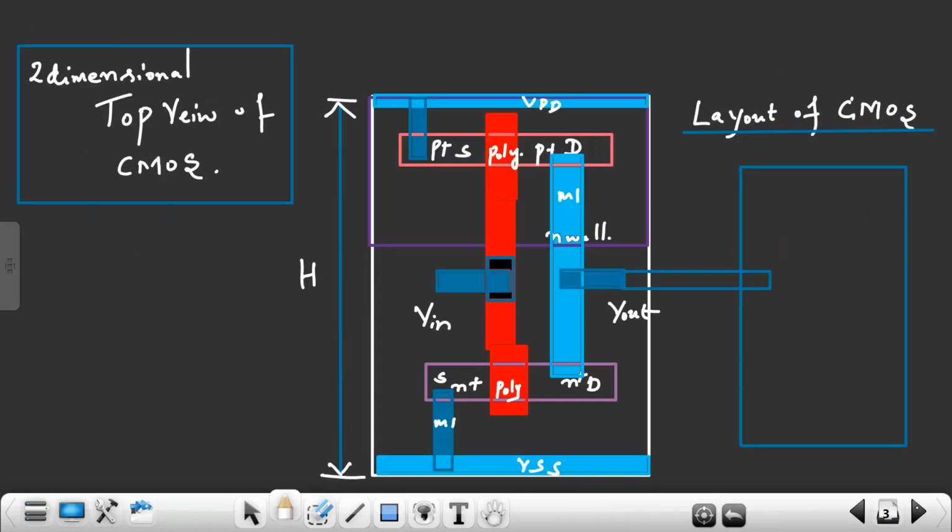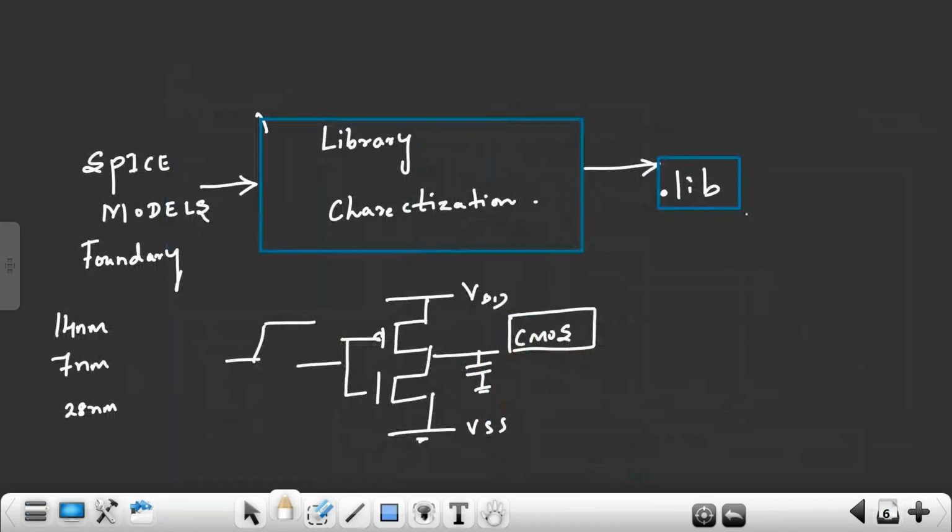So now the library characterization team will give the dot lib. That dot lib we are going to use in synthesis and physical design. Right? This is the role of the library characterization team.